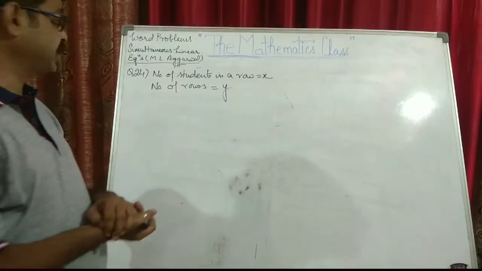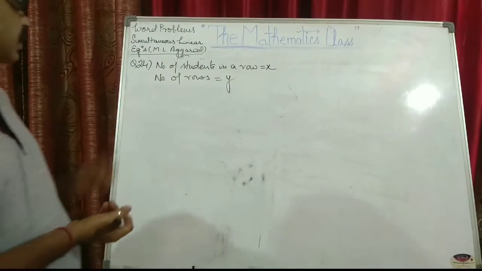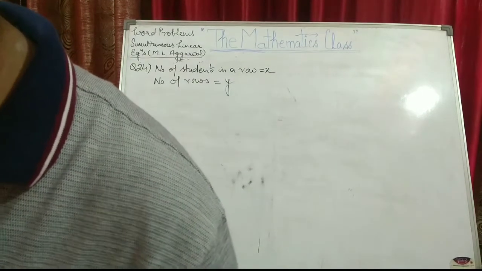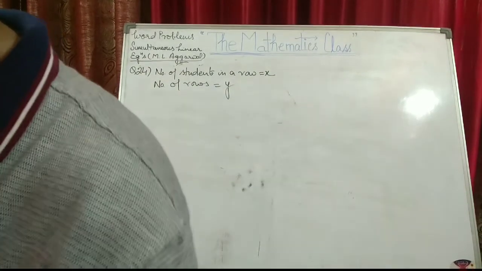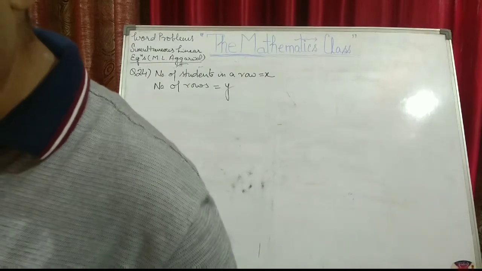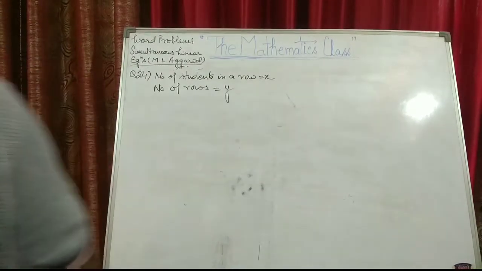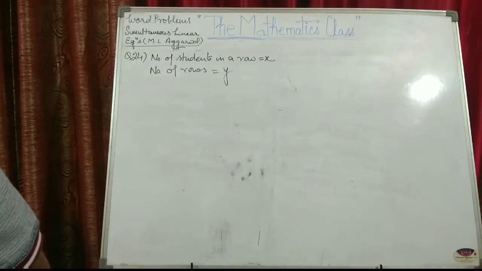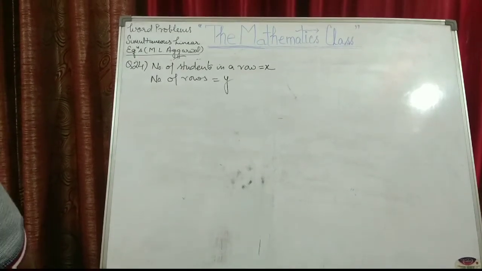Question number 24 is a very good question. I'll read out the question for you. They say the students of a class are made to stand in rows. If one student is extra in a row, there would be 2 rows less, and if one student is less in a row, there would be 3 rows more. Find the number of students.